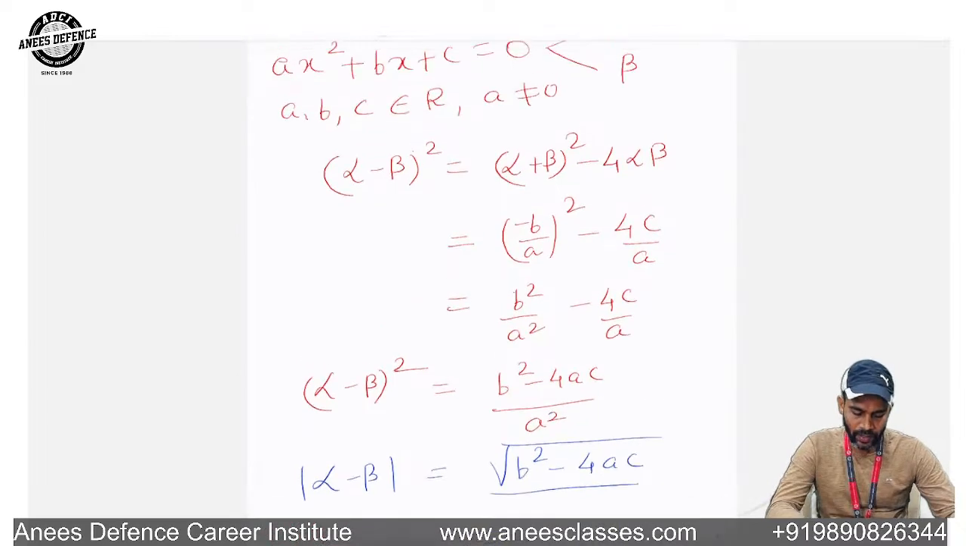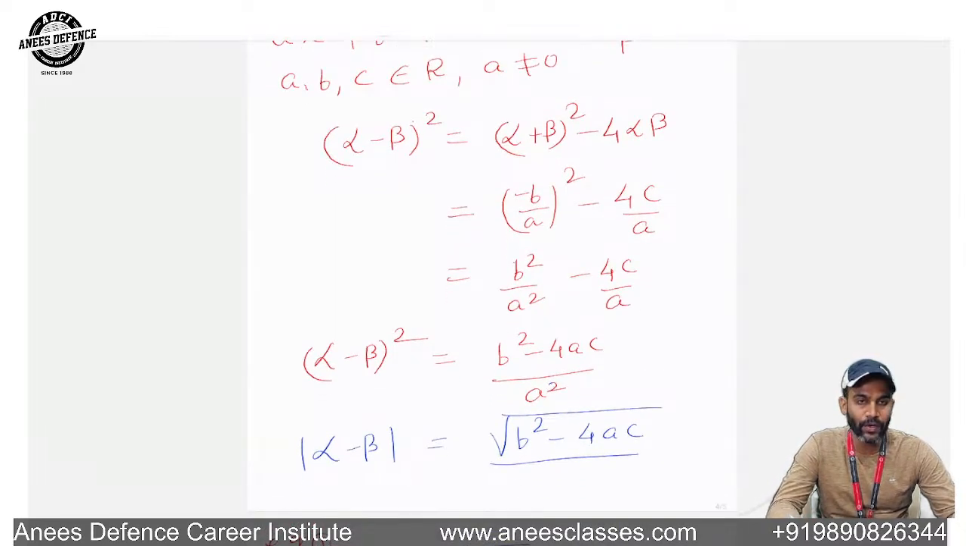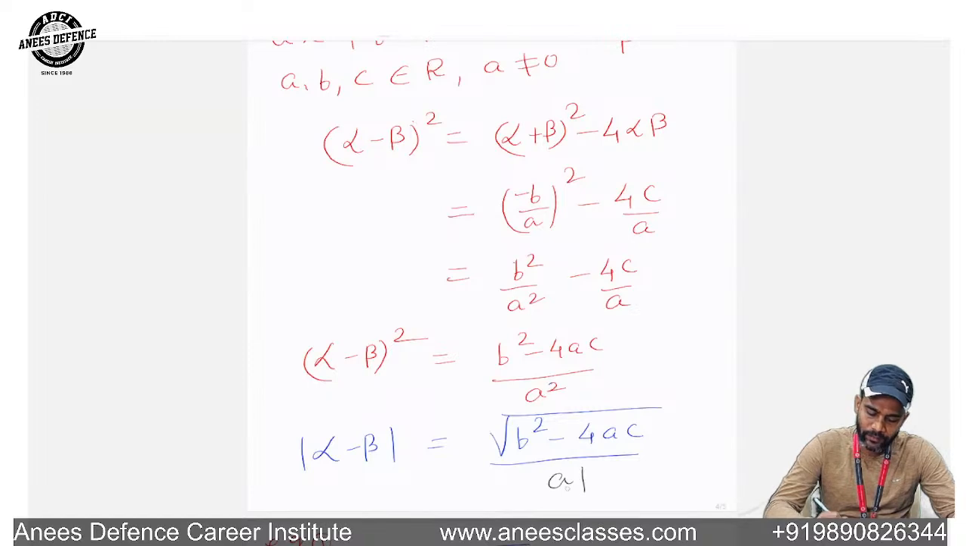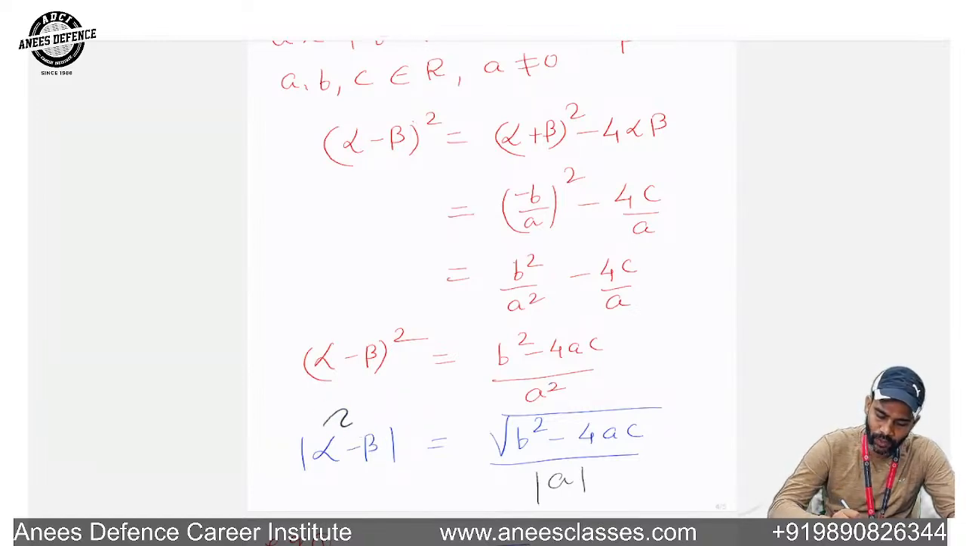Now, so where were we? Mod under root. See, if we take square root on both sides, what we'll get? Mod of alpha minus beta. What it means? Only the difference. The positive difference we have to take. If the difference is 2, then we have to take alpha minus beta equal to 2. Yes or no? Now, this becomes mod A. So that is what you have to remember.